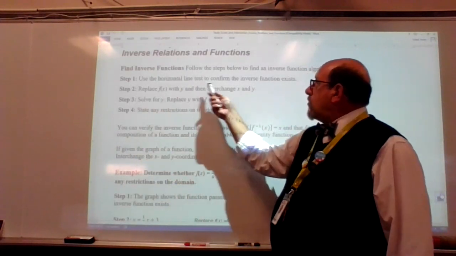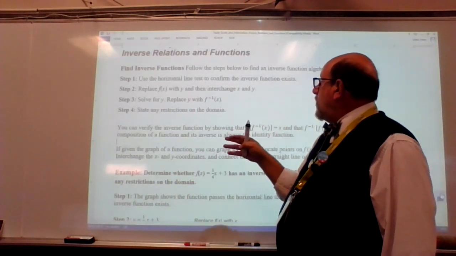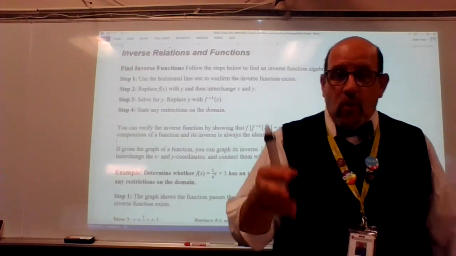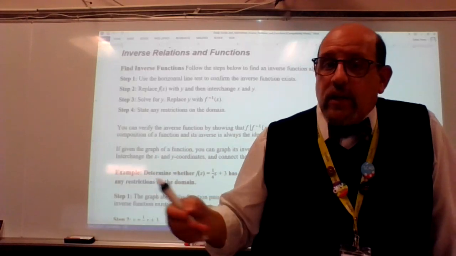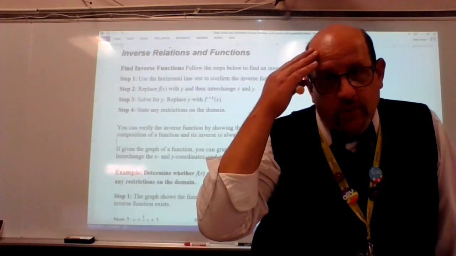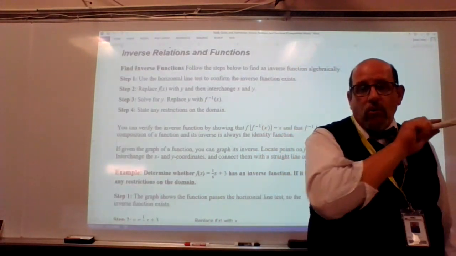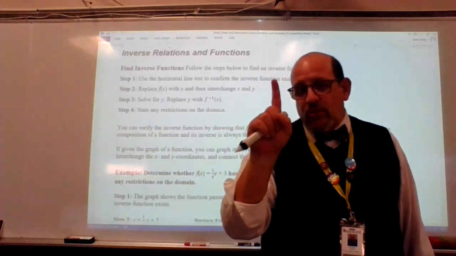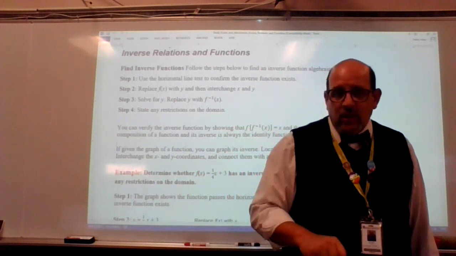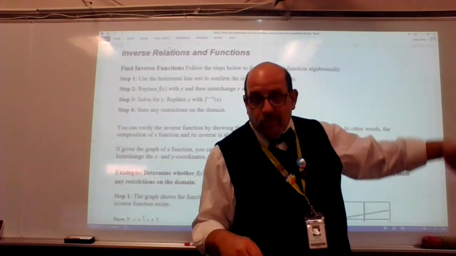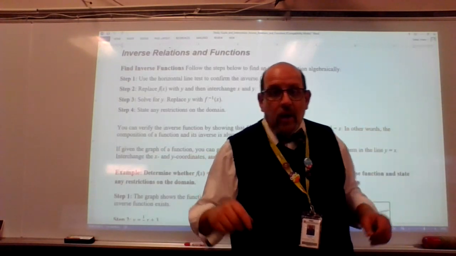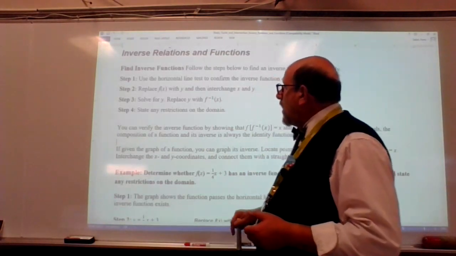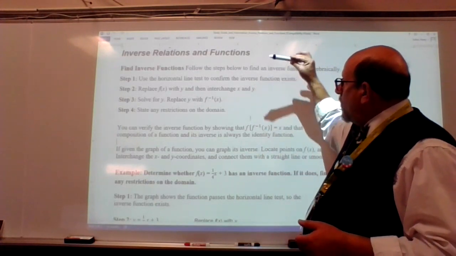It says, use the horizontal line test to confirm the inverse function exists. All that means is take a look at the graph of that function, whether you do it on your calculator or you remember what that type of graph looks like, and see if you can draw a horizontal line through it. If it only touches the function in one place, very much like the vertical line test from the very beginning of the year, then you know it does have an inverse and we can do it algebraically.